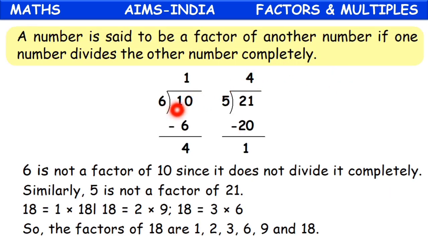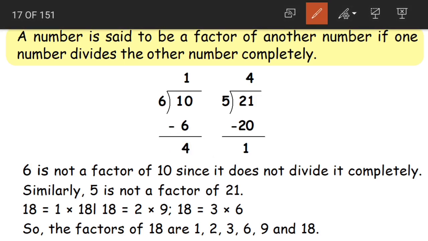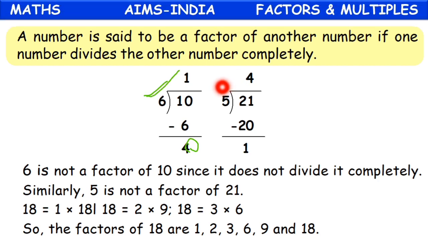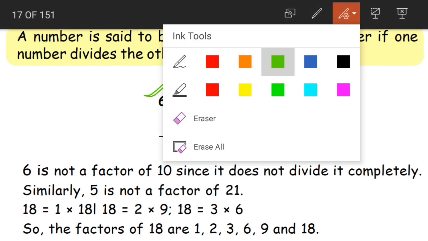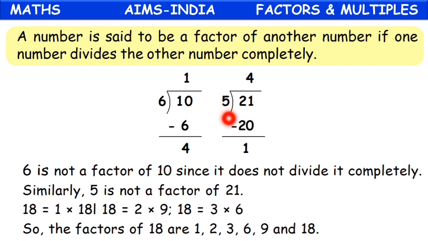See here, now we are having the number 10 divided by the number 6. 6 ones are 6, and when we subtract, 4 is remaining. Now is the remainder 0? No. Now what does that mean? That 6 is not a factor of 10. Why? Because it does not divide the number completely. If here the remainder was 0, then 6 would have been the factor of 10. But what do we have as the remainder? We are having 4 as the remainder. So 10 is not divisible by 6 children. So 6 is not a factor of 10.